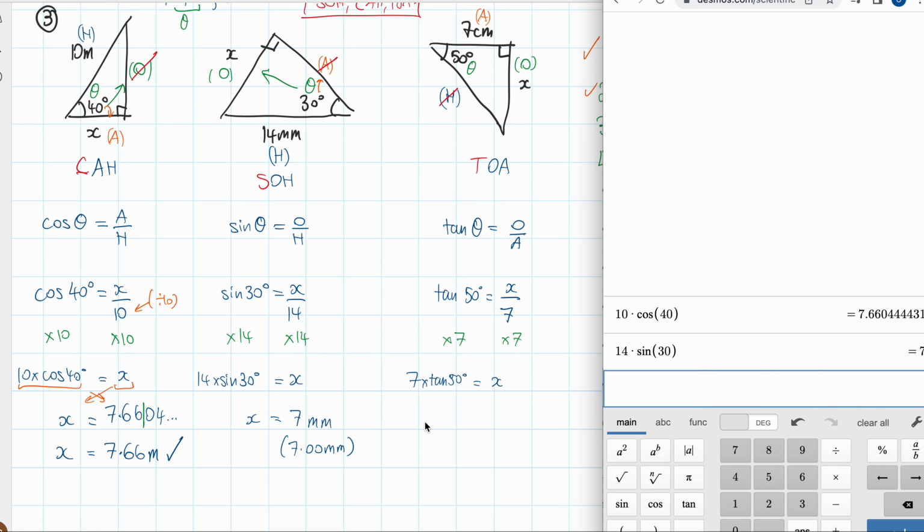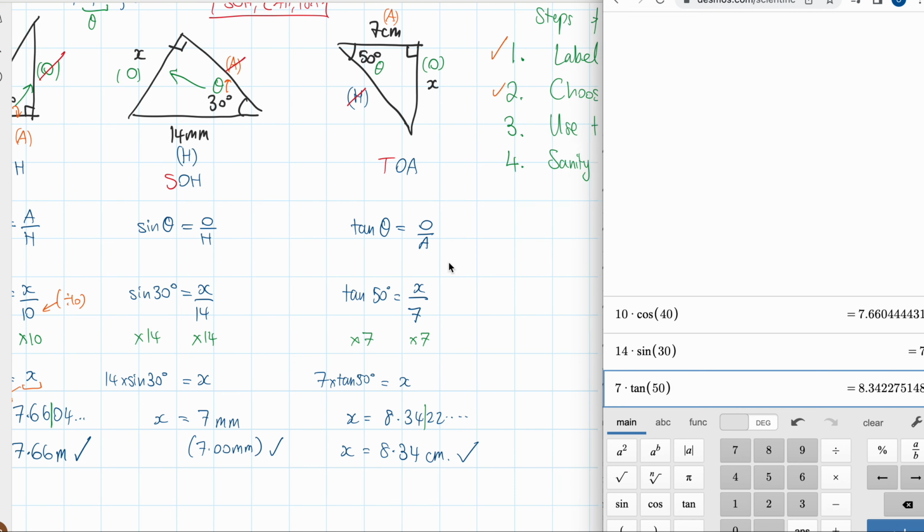The last one is 7 times tangent of 50. Close our bracket, and we get our answer of 8.3422 yada yada yada. So if we want to round this, put the line here at the second decimal place. Is the 34 going to get rounded up? No. So 8.34. Then we add our units. In this case, it's centimetres. So there we go.